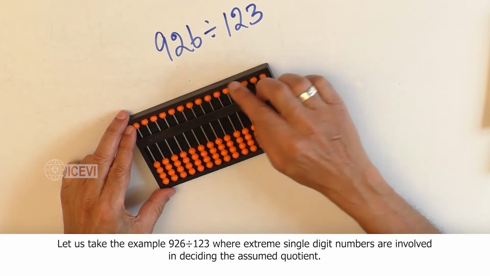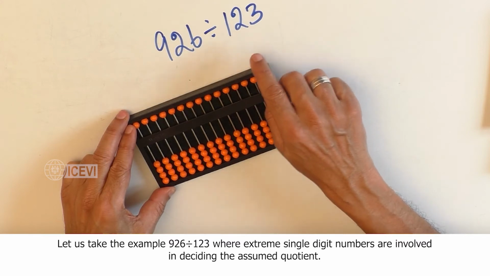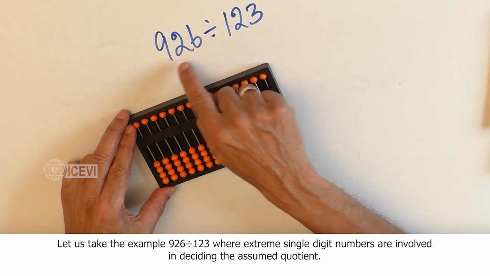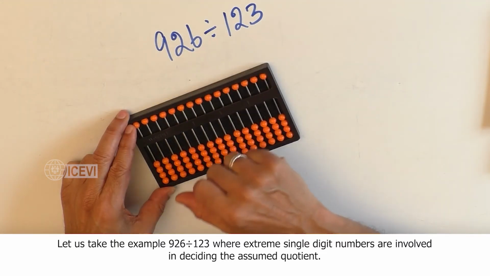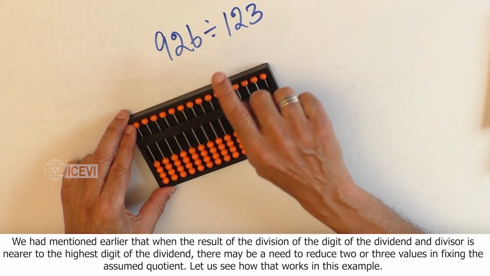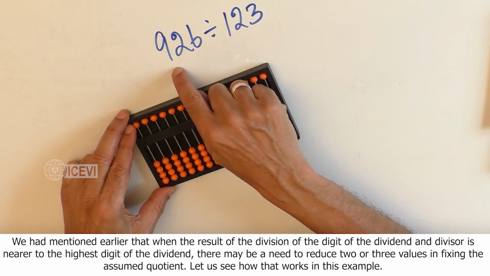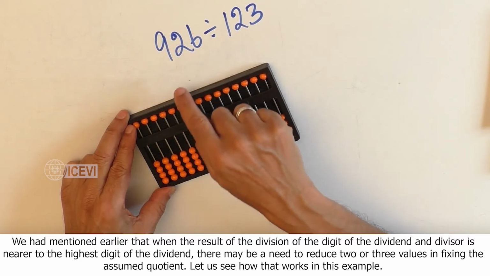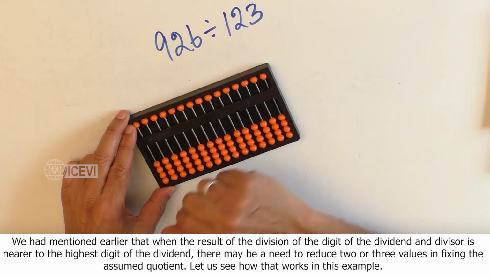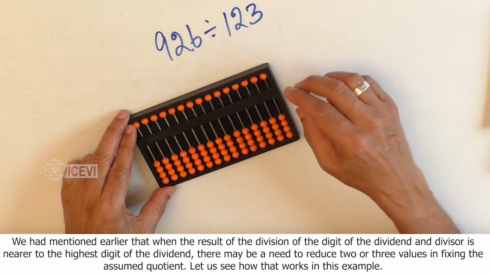Let us take the example 926 divided by 123 where the extreme single digit numbers are involved in deciding the assumed quotient. We had mentioned earlier that when the result of the division of the digit of the dividend and the divisor is nearer to the highest digit of the dividend, there may be a need to reduce 2 or 3 values in fixing the assumed quotient. Let us see how that works in this example.